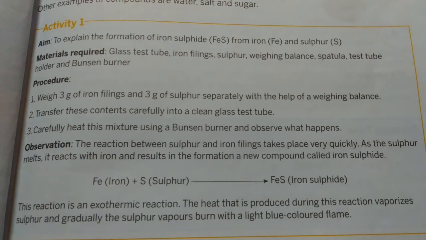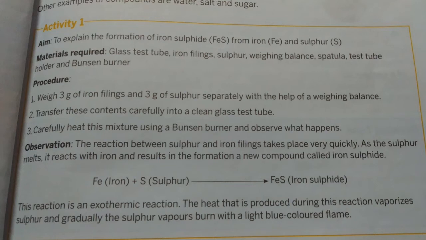Now, we are going to heat this mixture very carefully on the Bunsen burner and we have to note the observations. The reaction between the sulfur and iron filings takes place very quickly, and the sulfur starts melting. As soon as the sulfur starts melting, it reacts with iron and a new compound called iron sulfide is formed.